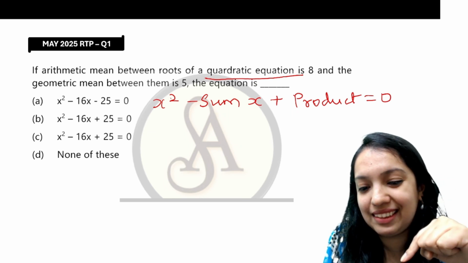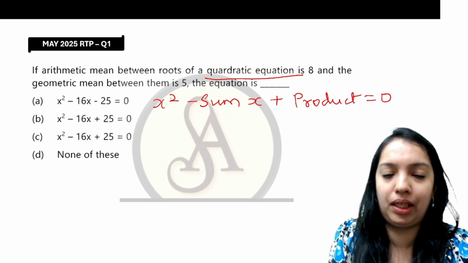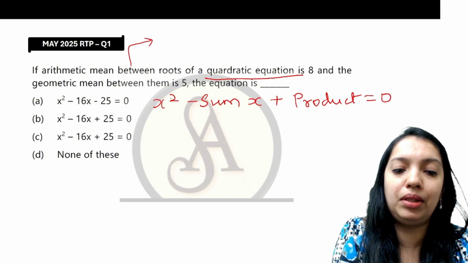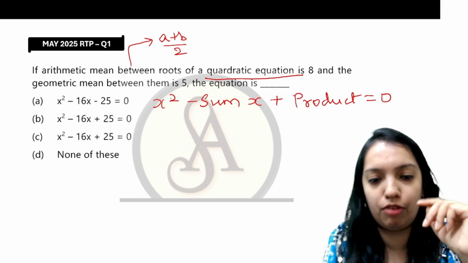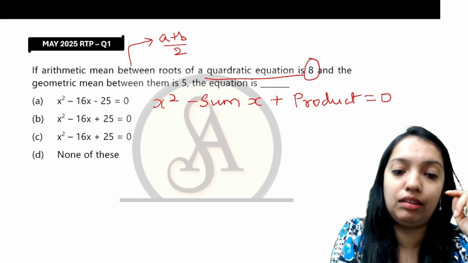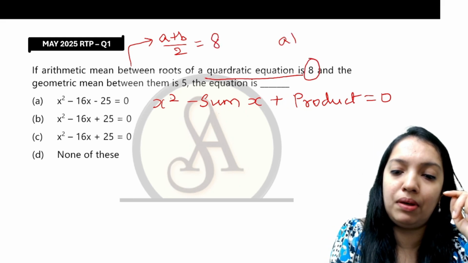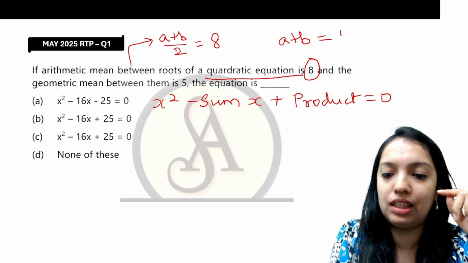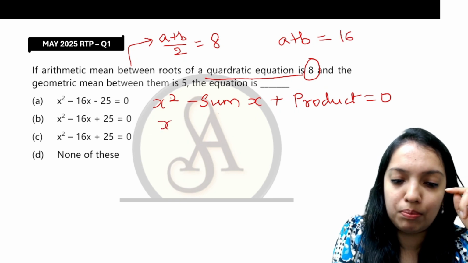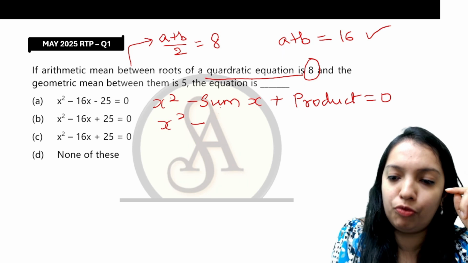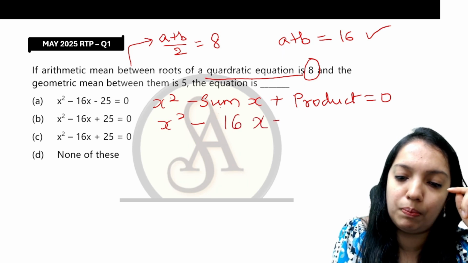How do I get the sum of the roots? It's from arithmetic mean. What do you mean by arithmetic mean of the roots? (a plus b) divided by 2, arithmetic mean formula. That number is given as 8. So a plus b value will become 8 twos are 16. So I can replace x square minus sum with the value 16x plus.